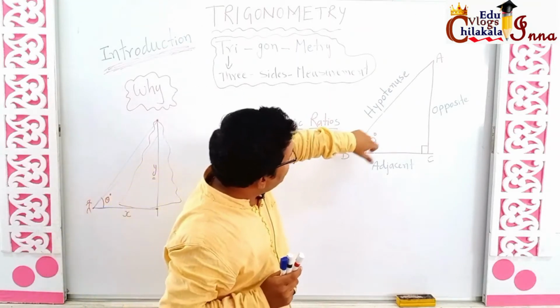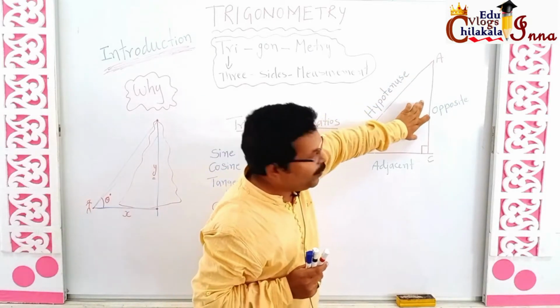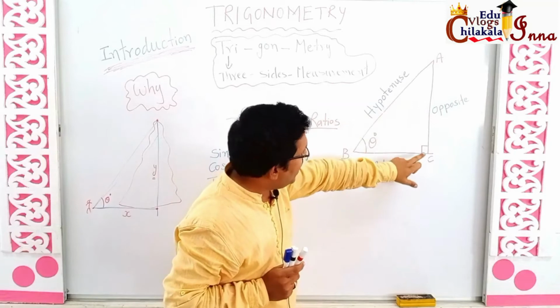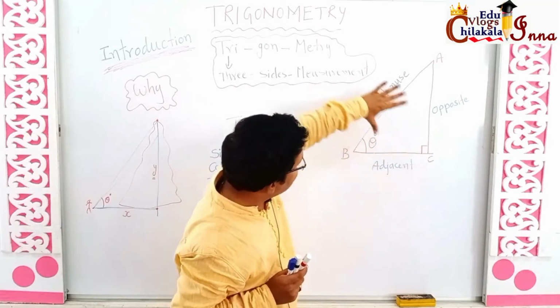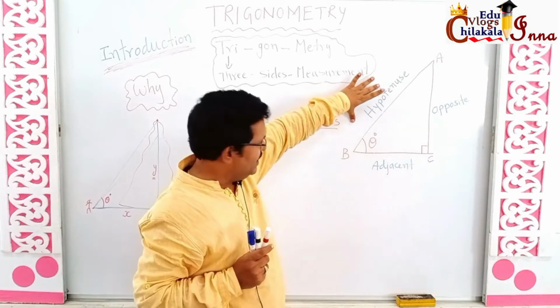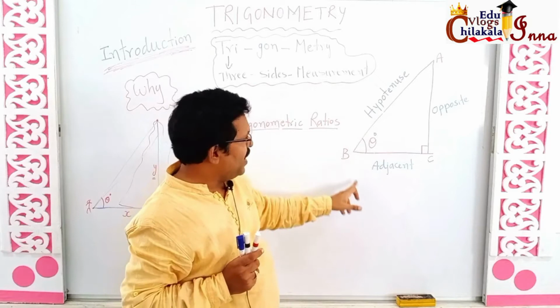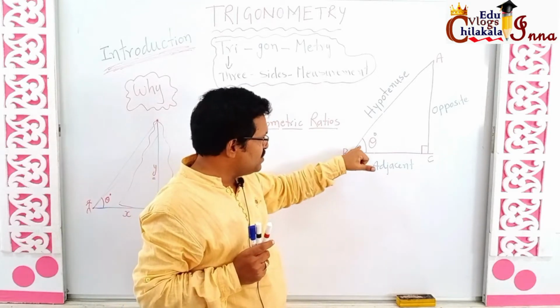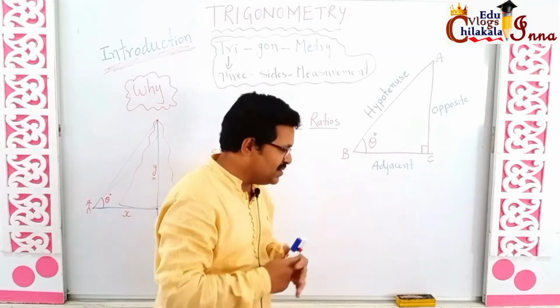The side that is opposite to this particular theta angle is called the opposite side, and the side that is opposite to the 90 degrees right angle is called the hypotenuse. You know it already. And the side that is beside this particular theta is the adjacent. So folks, let me see.